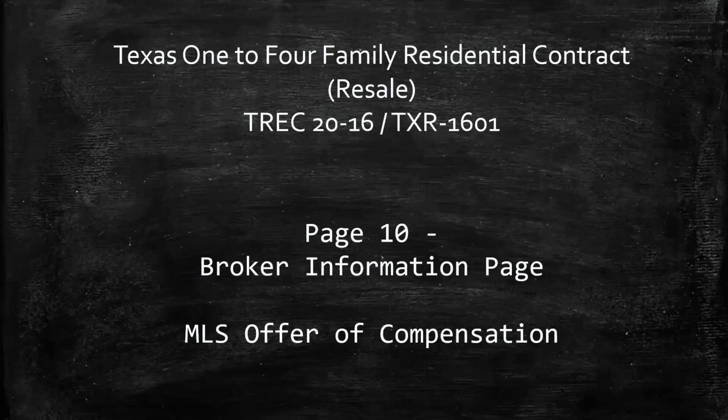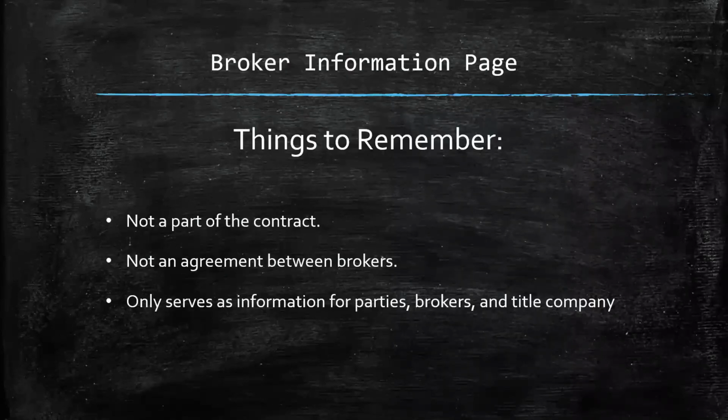Let's finish up our discussion of the 1-to-4 family residential contract by having a look at page 10, which is the broker information page. And also, we're going to talk a little bit about the MLS offer of compensation. But starting with the broker information page. Thing to remember about the broker information page is it is exactly what it says it is. It is an information page.